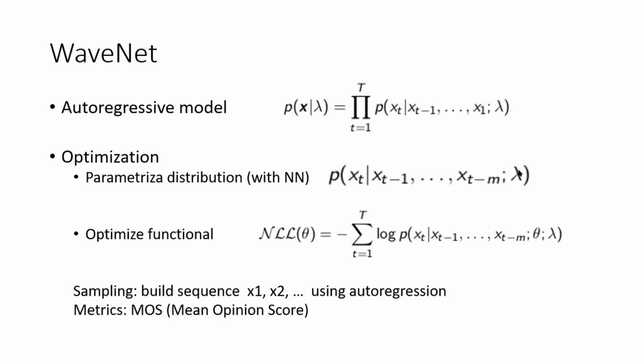And here the lambda can describe any features that you would like to use for conditioning. So it can be speaker ID or some text embedding, any additional information you want to add. And this conditioning can be global, the same for each time point, or it can also be local if it changes with time.